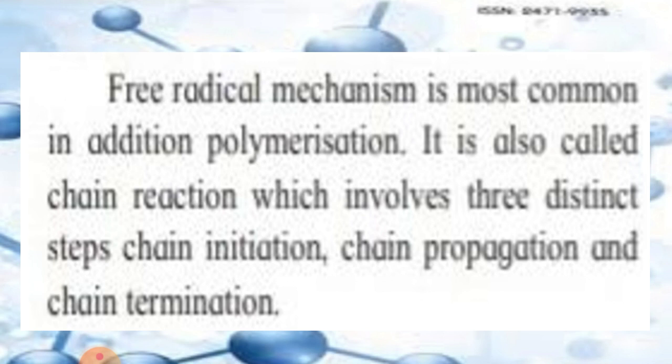The first step is chain initiation, where the monomer is initiated and develops a free radical on it. Then chain propagation, in which the monomer will propagate the free radical to the next monomer, and then chain termination. In this step, the free radical will be terminated and the monomer will be converted into polymer.